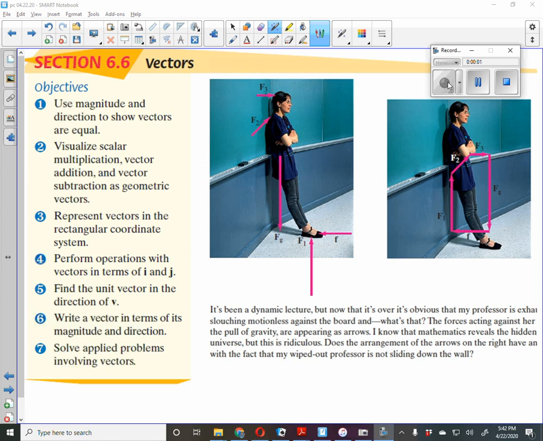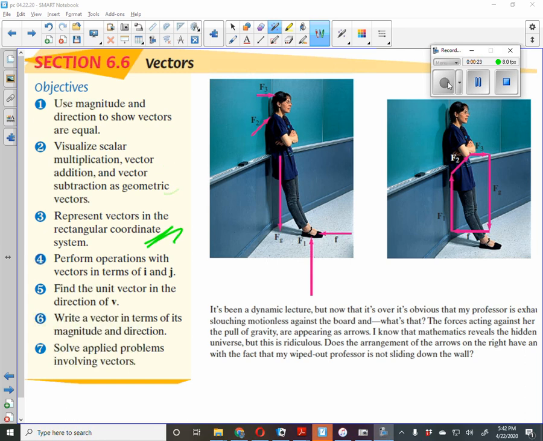Okay, 6.6, vectors. Use magnitude and direction to show the vectors. We're going to visualize scalar multiplication. In other words, is it getting longer? Addition and subtraction of vectors. Vectors in a rectangular coordinate system.